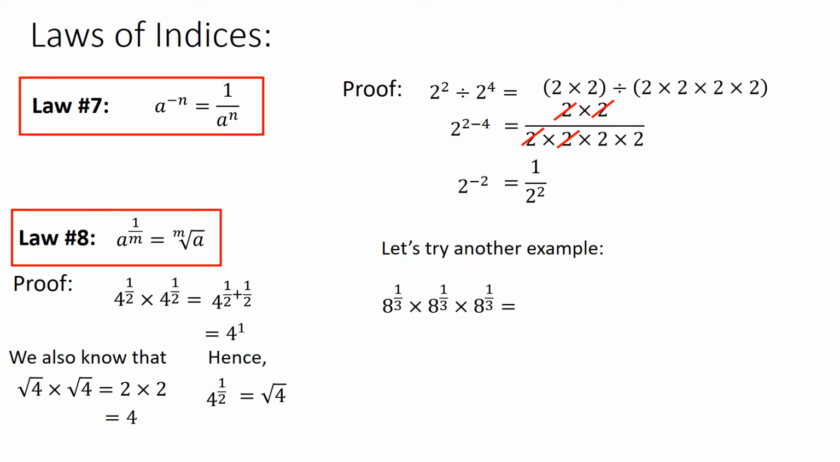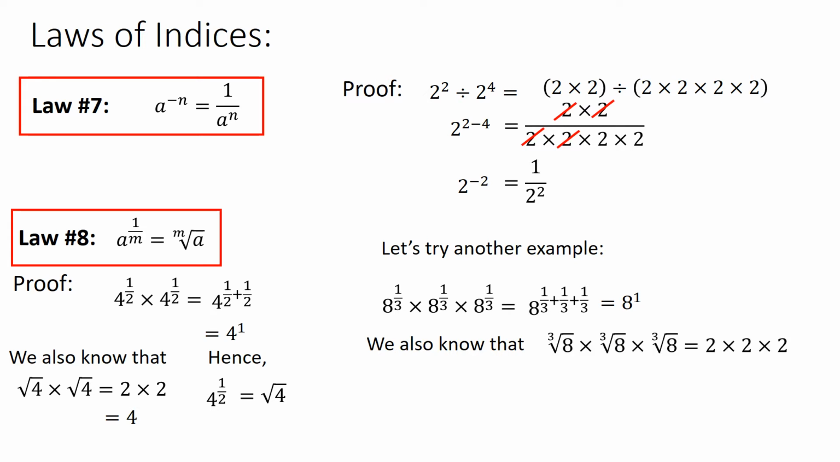Now, let's try another example. Like 8 to the power of 1 over 3 times 8 to the power of 1 over 3 times 8 to the power of 1 over 3, and we get 8 to the power of 1 over 3 plus 1 over 3 plus 1 over 3, where we apply law number 1, and we get 8 to the power of 1. We also know that cube root of 8 times cube root of 8 times cube root of 8 equals 2 times 2 times 2, which gives us 8. Hence, 8 to the power of 1 over 3 equals cube root 8.